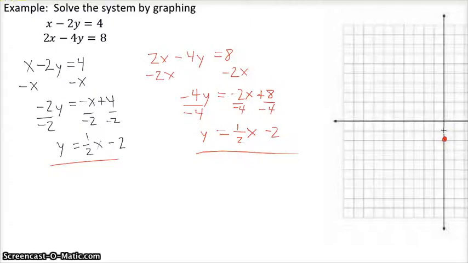So if you see here, if I graph this, I'm going to start the first one at a negative 2, go up 1 to the right 2, and it's going to look something like this. Now if I do the exact same process for the second one, I start at negative 2 and have the same slope. So what does this mean? They're the exact same line, so why would I draw it twice?